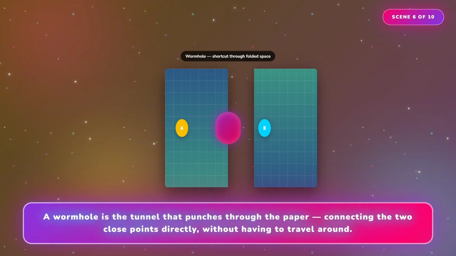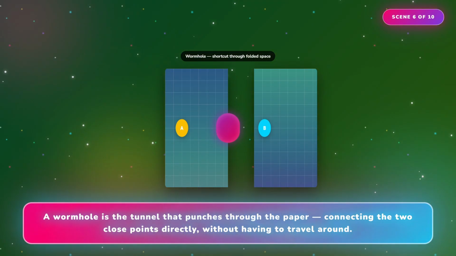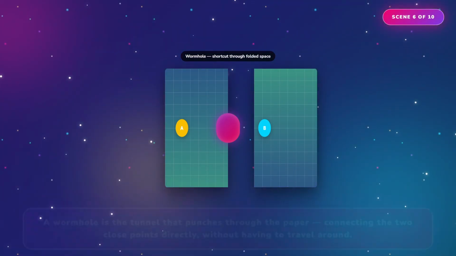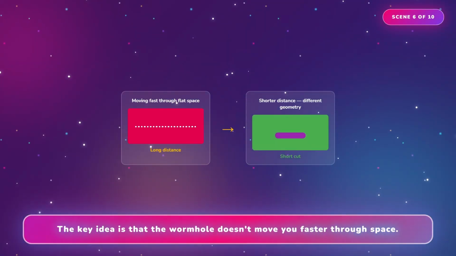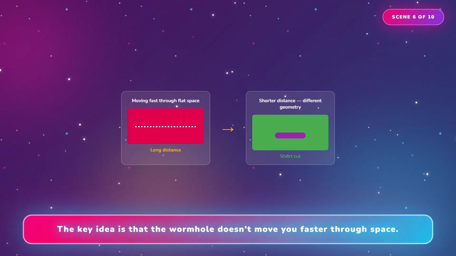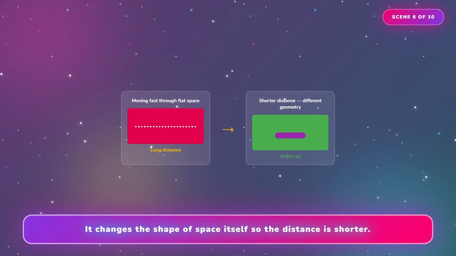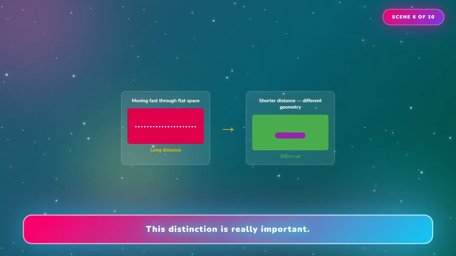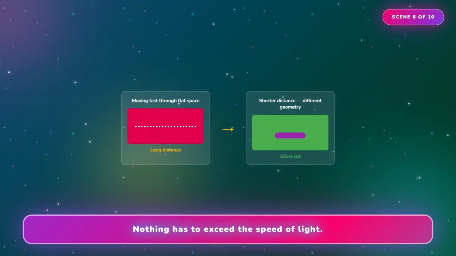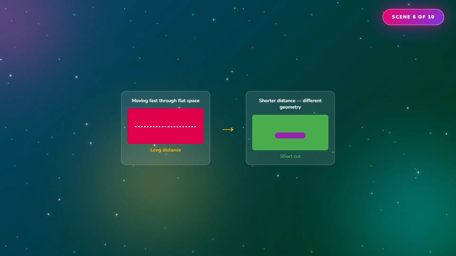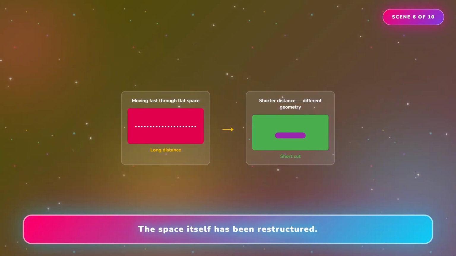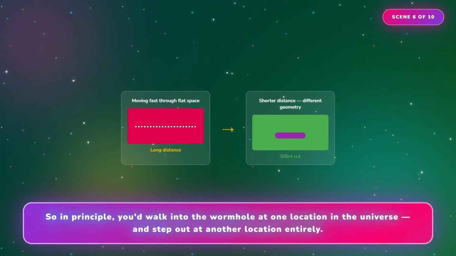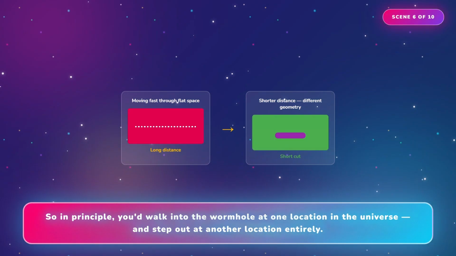A wormhole is the tunnel that punches through the paper, connecting the 2 close points directly, without having to travel around. The key idea is that the wormhole doesn't move you faster through space. It changes the shape of space itself so the distance is shorter. This distinction is really important. Nothing has to exceed the speed of light. The space itself has been restructured. So in principle, you'd walk into the wormhole at one location in the universe, and step out at another location entirely.